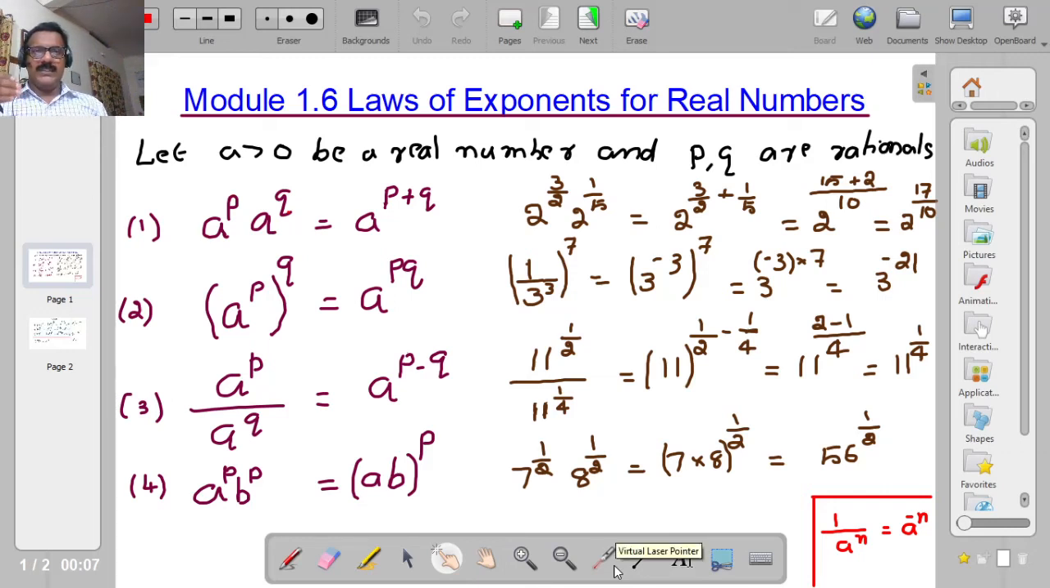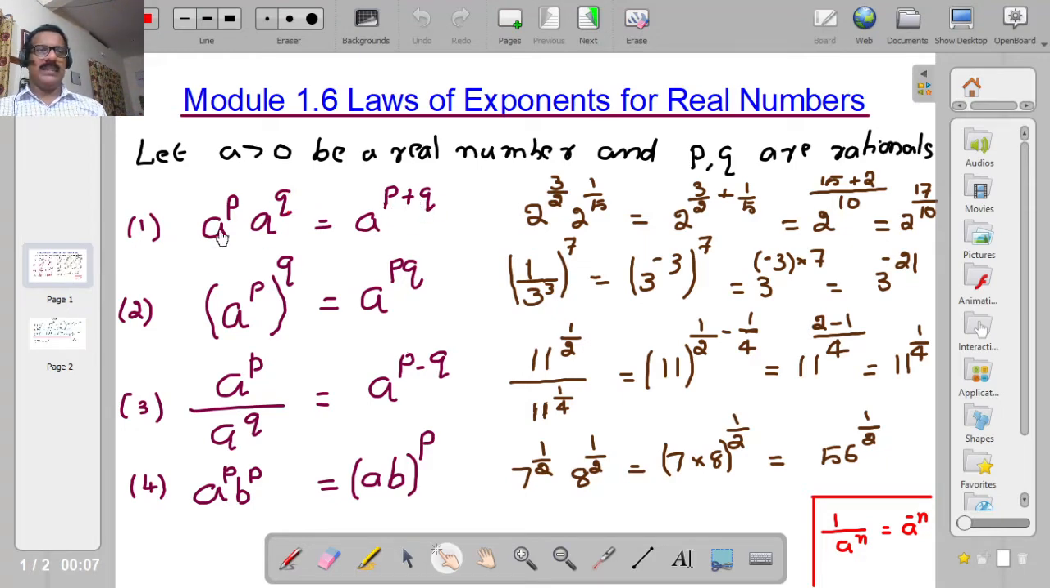Today we will be studying laws of exponents for real numbers. Let a be a real number greater than 0 and p and q are rational numbers. Then a raised to p times a raised to q is equal to a raised to p plus q.